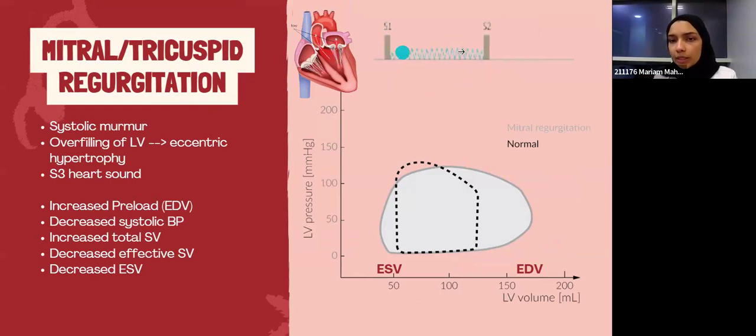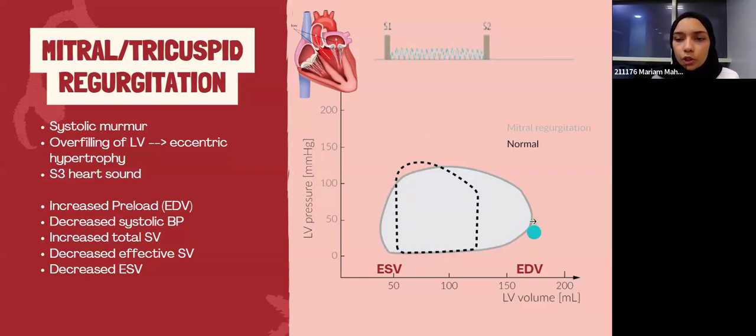You will find that the murmur is the same. It's not crescendo-decrescendo like the aortic stenosis. It's a holosystolic murmur. So what happens here is that there is increased filling, because the blood is going back to the atrium. So when the atrium contracts, it's pushing more blood into the ventricle. So it will cause an increased end diastolic volume.